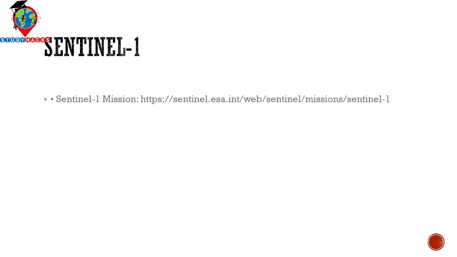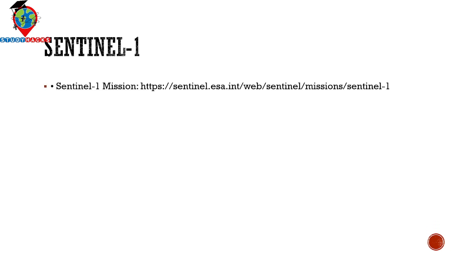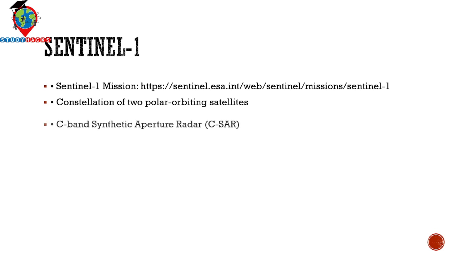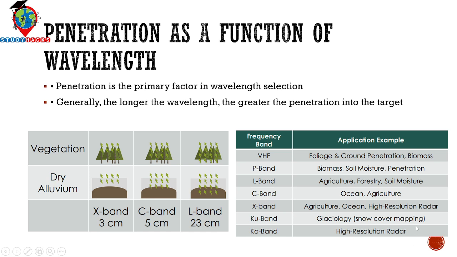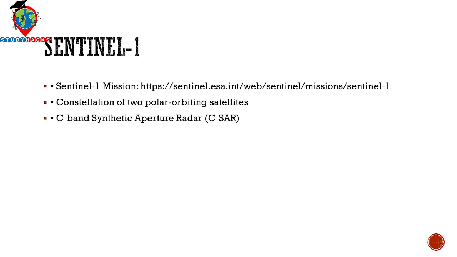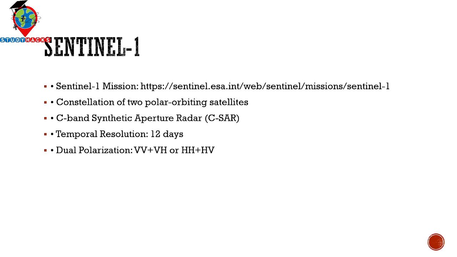Now Sentinel-1. Sentinel-1 is a mission, a constellation of two polar orbiting satellites, and we can get the C band. C band is used for ocean and agriculture, which is why SAR data has a lot of uses in the agricultural sector. It is C band synthetic aperture radar with a temporal resolution of 12 days, and we can get dual polarization, VV plus VH or HH plus HV. It is available from 2014 to the present.